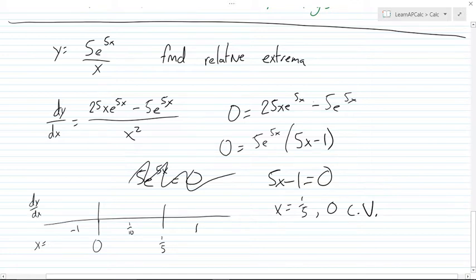Okay, so at -1, my x squared is just going to become 1, so we can forget about that. 25x e to the minus 5. So that term is minus 25 times 1 over e to the 5th minus 5 over e to the 5th. So that is going to be negative.